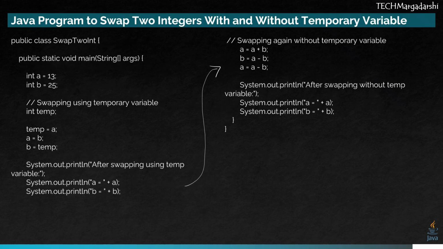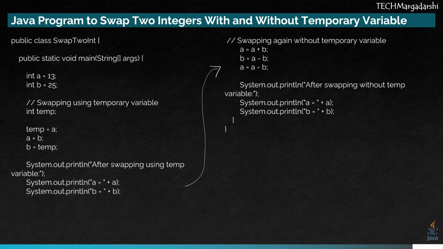Let's understand how to swap two integers in Java using two different approaches. First, we create two integer variables a and b with values 13 and 25. In the first approach, we use a temporary variable called temp. We store the value of a inside temp, assign b to a, and finally assign temp back to b. This successfully swaps the values.